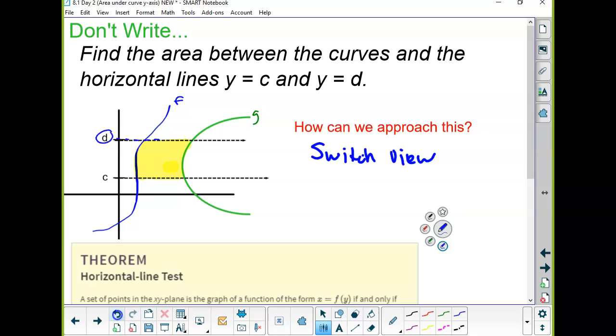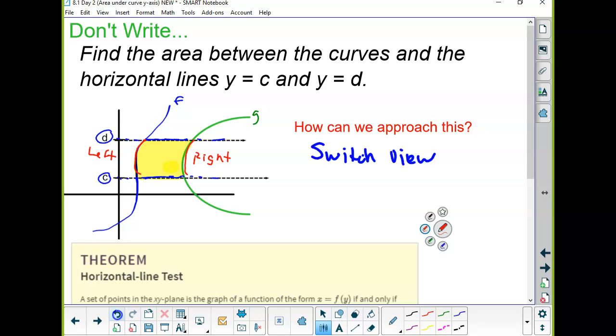I have a clear partition here and a clear partition here that groups this part of the area nicely. And now I don't have a top function or a bottom function. What do I have? I have the left and the right. Now, we want to think of which one is greater. If I'm thinking of left and right, which one is greater, f or g? G. Okay? So we have the right function here, and then we have the left function here.